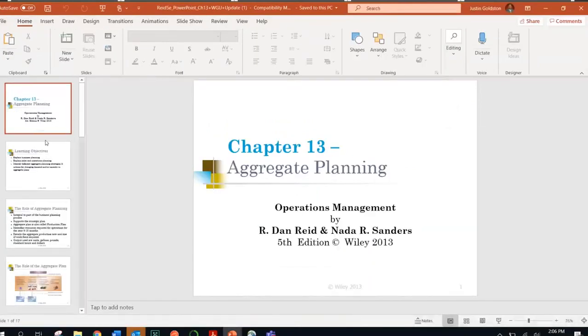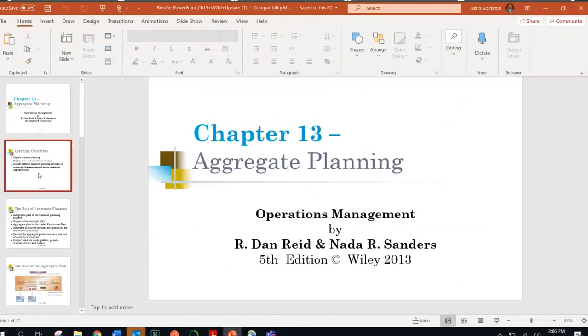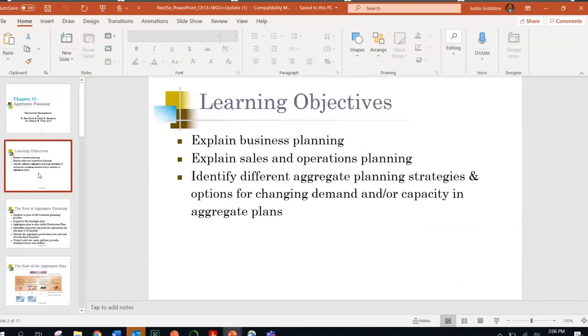So to begin with chapter 13, we're going to talk about aggregate planning. And again, these are the exact PowerPoints from Wally Plus, and these PowerPoints are going to be very helpful. As you are continuing to read the content within Wally Plus, it's also going to be important to go within the study aid section of Wally Plus to download these PowerPoint documents.